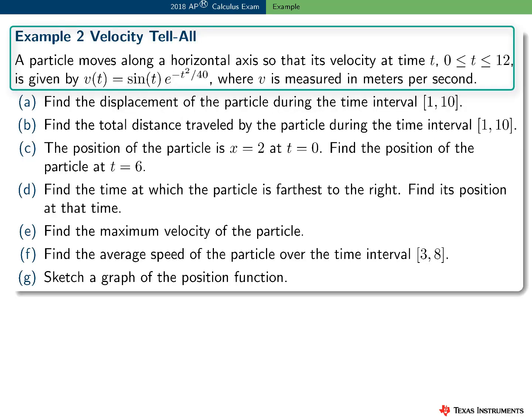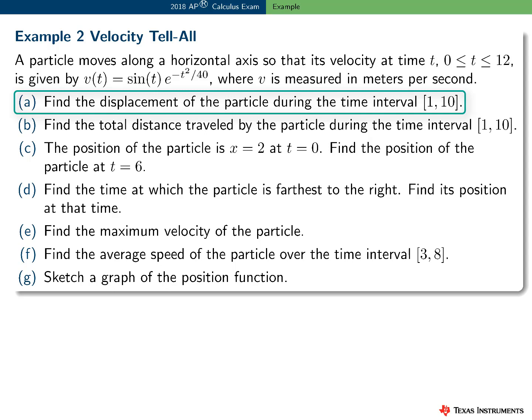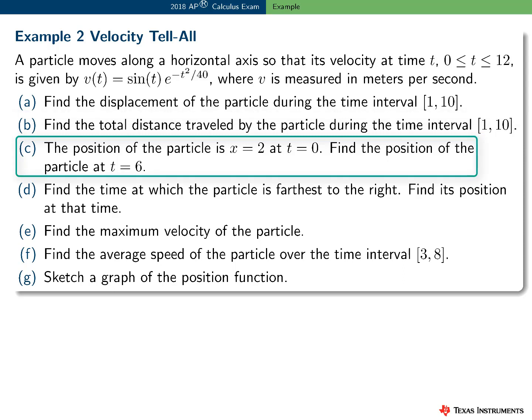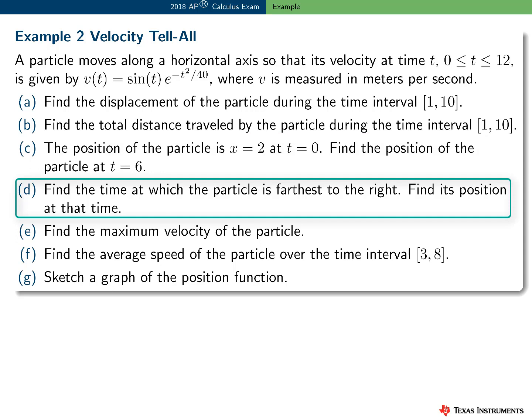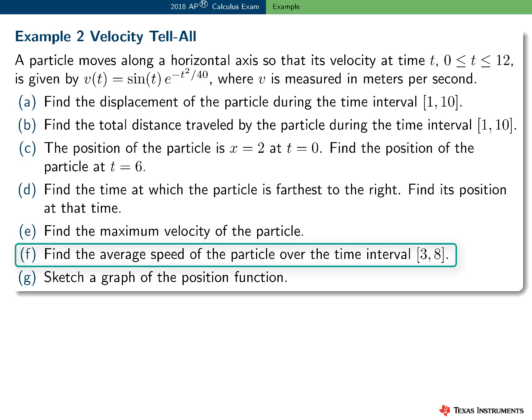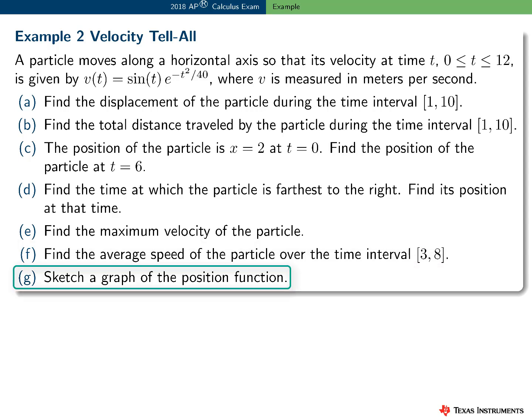Here's one more example that involves displacement, total distance traveled, and some other related AP Calculus concepts. And this example will require a greater use of technology. A particle moves along a horizontal axis so that its velocity at time t is given by v of t. Find the displacement of the particle during the time interval 1 to 10. Find the total distance traveled by the particle during the time interval 1 to 10. Suppose the position of the particle is x equals 2 at time t equals 0. Find the position of the particle at time t equals 6. Find the time at which the particle is farthest to the right and find its position at that time. Find the maximum velocity of the particle. Find the average speed of the particle over the time interval 3 to 8. And finally, sketch a graph of the position function.